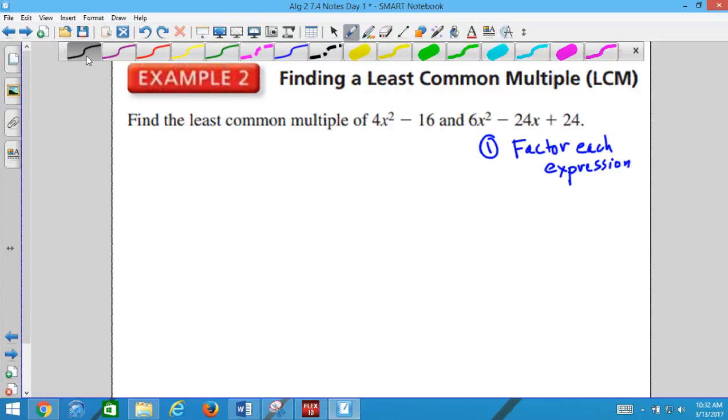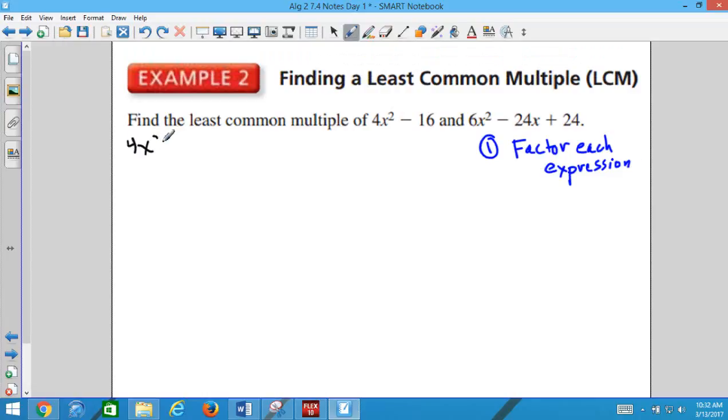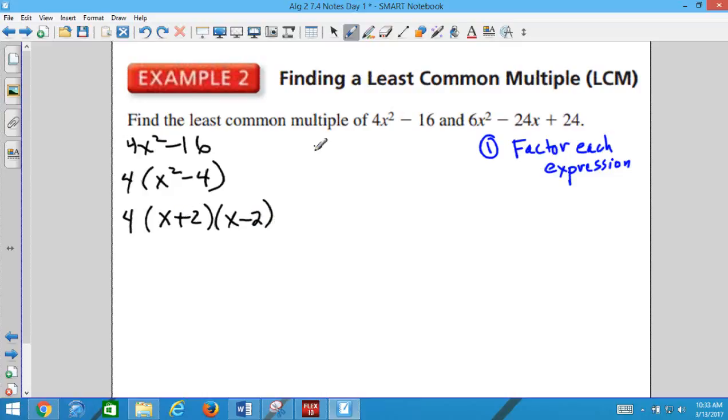Let's do that. The first expression, 4x squared minus 16. Just take out 4. Always, first step, GCF. Take out 4. X squared minus 4. Is that factored all the way? Yes. No. So x squared minus 4 is a difference of squares, so we have to factor it to x plus 2 and x minus 2. We were close. Oops.